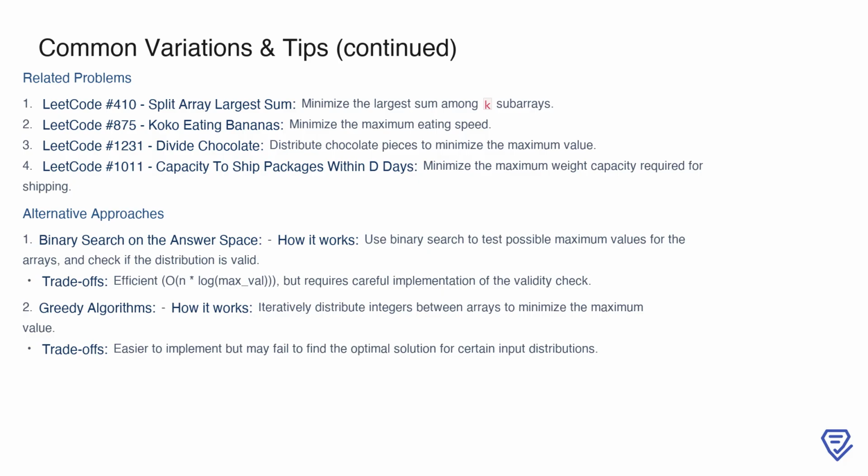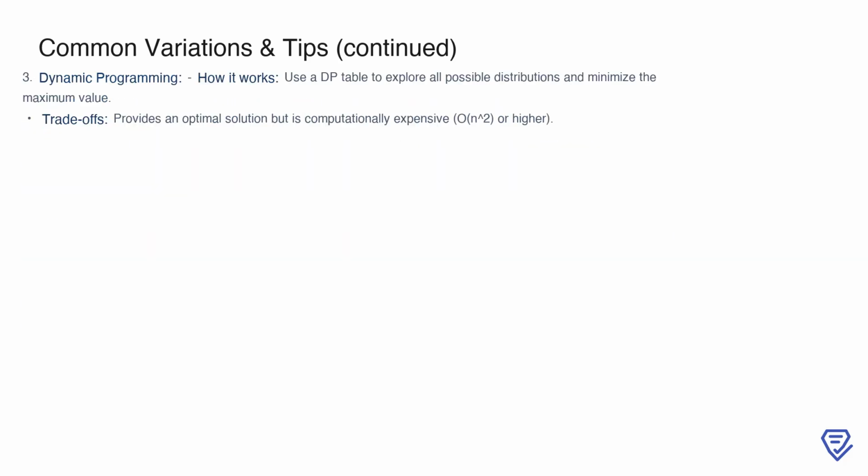As for alternative approaches, one popular method is binary search on the answer space. Here, you test possible maximum values for the arrays and check if the distribution is valid. This approach is efficient, with a time complexity of n*log(max_val), but it does require careful implementation of the validity check. Another option is using greedy algorithms, which iteratively distribute integers between the arrays in a way that minimizes the maximum value. While these are easier to implement, they may not always yield the optimal solution, especially for complex input distributions. Dynamic programming is another approach to solving this problem.